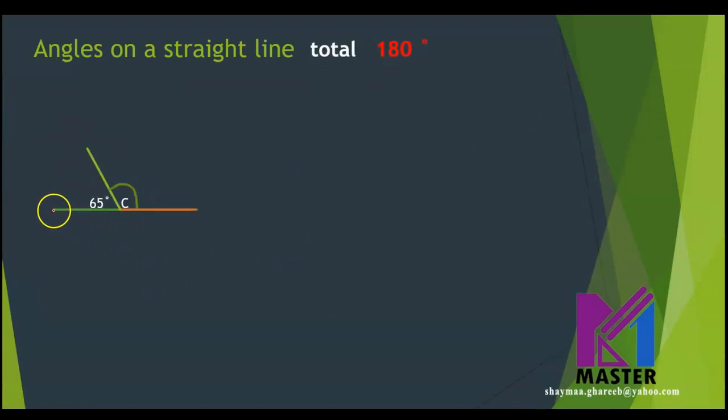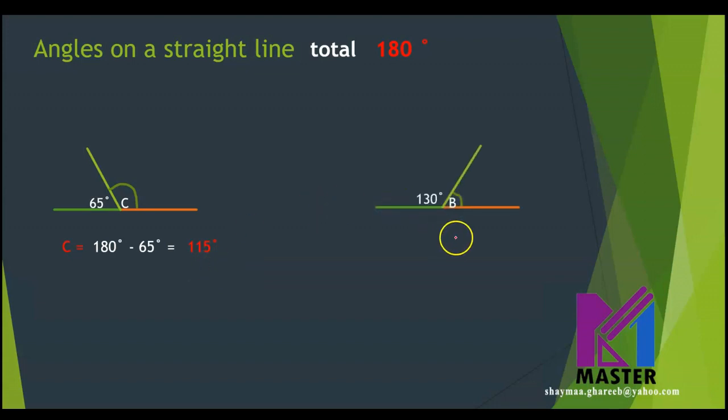Look at this diagram here. This is a straight line and it has two angles on it. One of them is called C. As you can see, it's an obtuse angle, and the other one is 65 degrees. Can we calculate the size of angle C here? Yes, we said before, both of them total 180 degrees. So in order to calculate the size of angle C, I'm going to say C equals 180 degrees minus 65 degrees, which equals 115 degrees. So the size of angle C is 115 degrees.